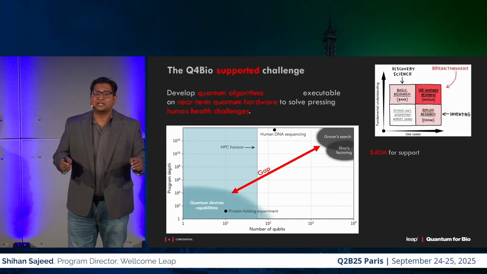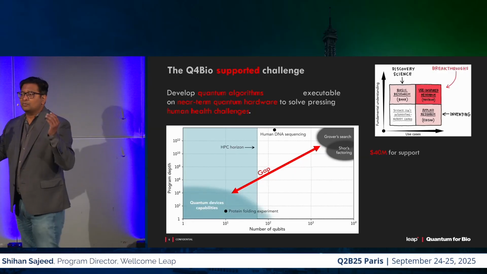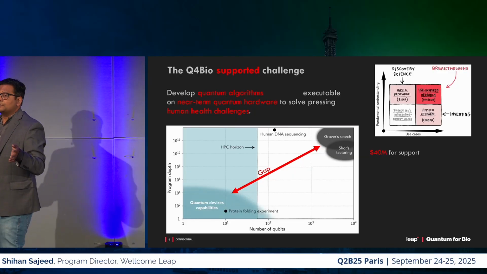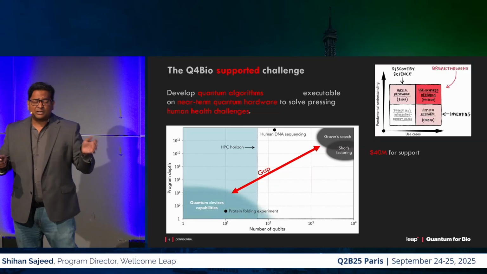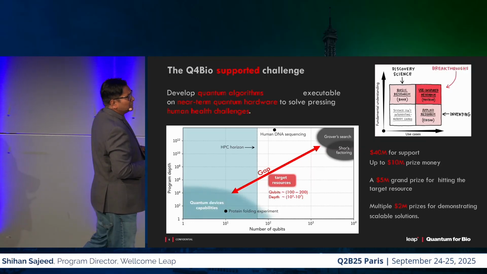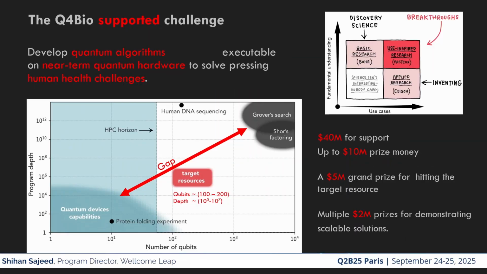It's not a simple challenge program where you do something and we give you money. We are also giving you $40 million of support to take part in this challenge. There is also prize money. If any team can achieve this challenge within the target resources defined here, you get a grand prize of $5 million. There are multiple $2 million prizes if you can demonstrate a scalable solution that will eventually get to that challenge. So this, in summary, is what the Quantum for Bio challenge program is.